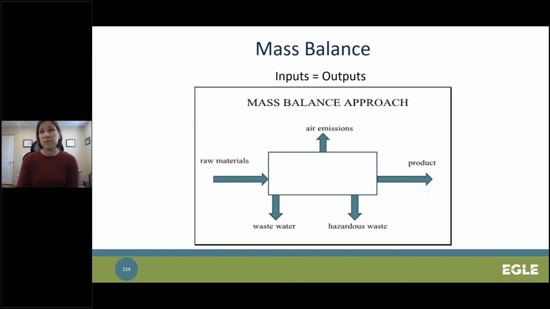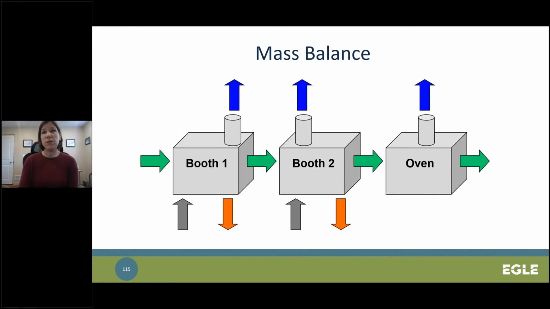A mass balance is a method of calculating emissions that is based on the concept that everything that goes into a process must come out of that process. It is a very common method for determining emissions in situations where a high percentage of the material is lost to the atmosphere, such as a coating line. For many surface coating operations, it can be assumed that all the solvent in the coating evaporates to the atmosphere during the application and drying processes.